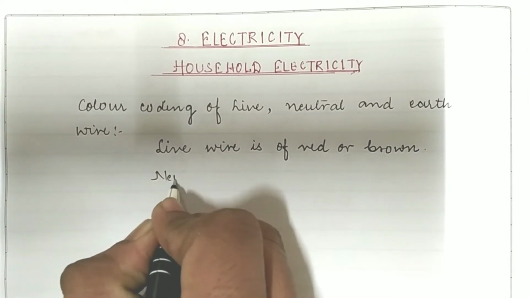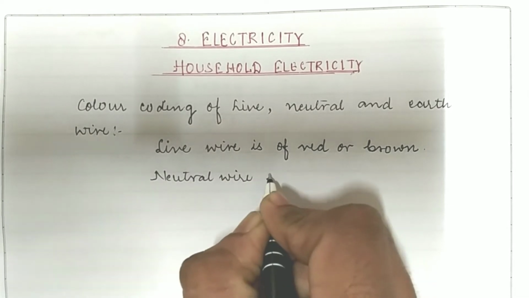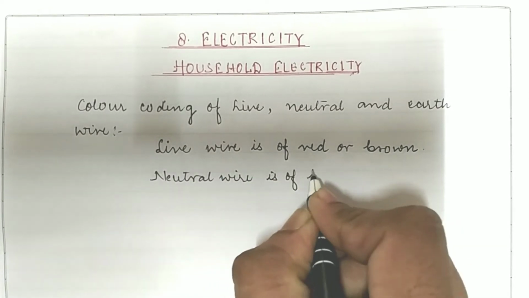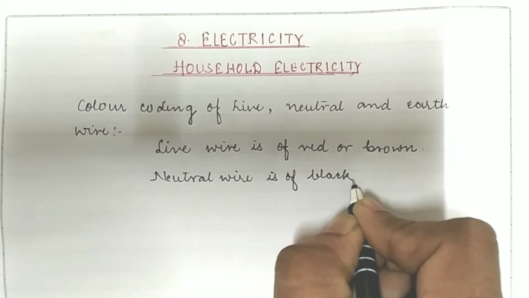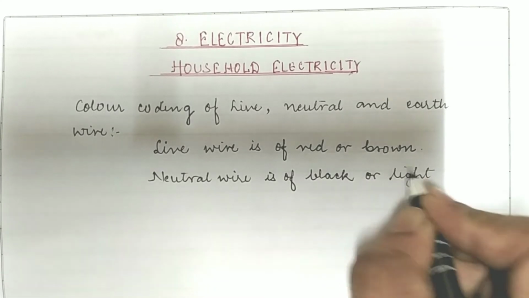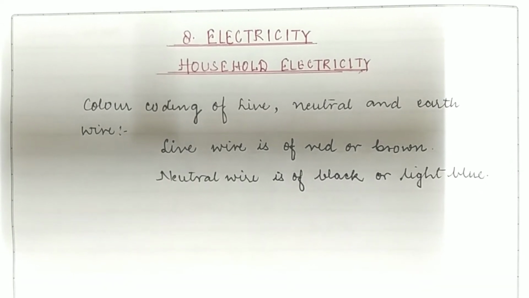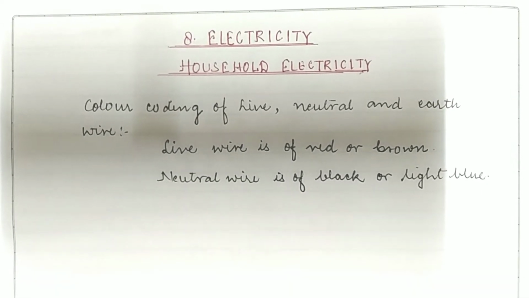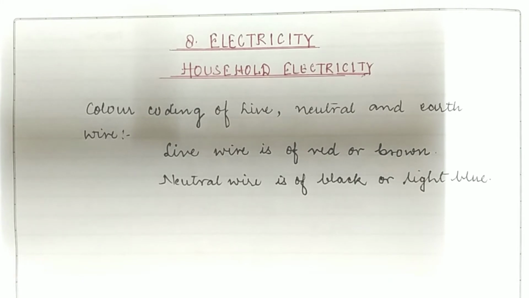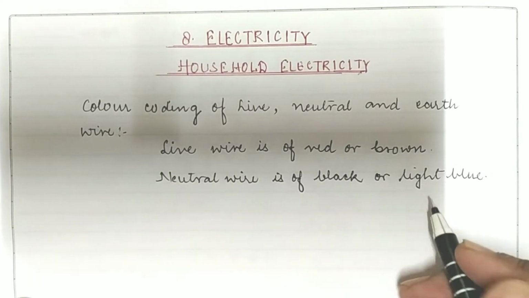Neutral wire. In a circuit, the neutral wire is either black or light blue in color, because whenever an electrician comes to our house, we have observed that he first checks which wire is getting damaged. So the neutral wire is black or light blue in color.